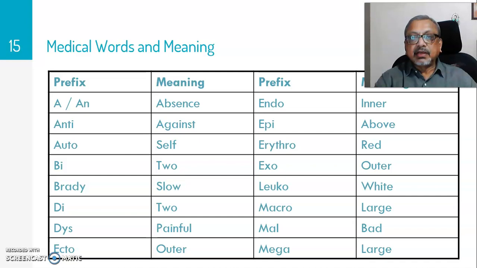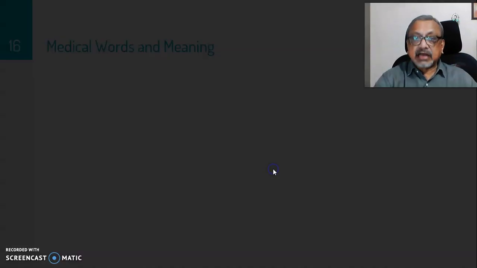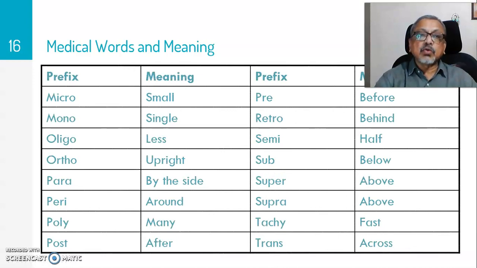Epi is above, erythro is red. Erythrocyte, red blood cells are called erythrocytes. Exo means outer, leuco means white, macro means large, mal means bad, malnutrition, a very common word. Mega means large. Some more words, micro means small, mono means single, oligo means less. Oliguria means if there is a less formation of urine, it is called oliguria. Ortho is upright. So whenever we change posture, there is a fall in the blood pressure, that is called orthostatic hypotension. Para means by the side, peri means around, surrounding, poly means many, post means after.